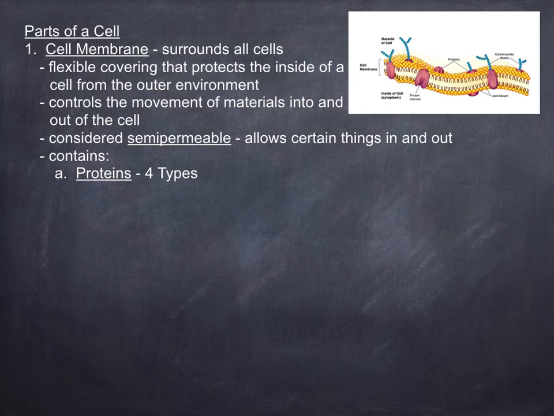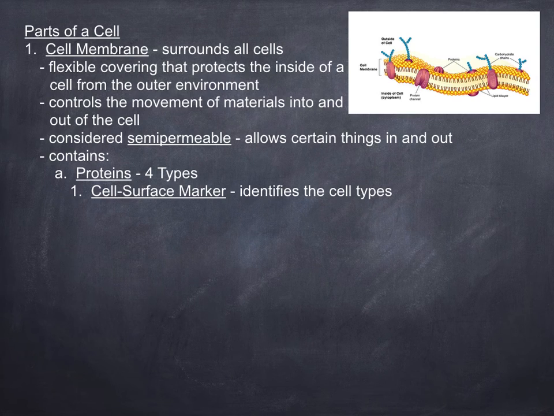So there are four types of proteins in a cell membrane. The first one is the cell surface marker. So it's the one that identifies the cell types. I kind of think of the cell surface marker like the name tag. It says, hey, this is what I am. So it tells the name, or it tells what kind of cell it is.